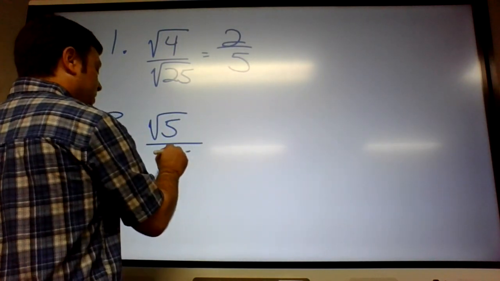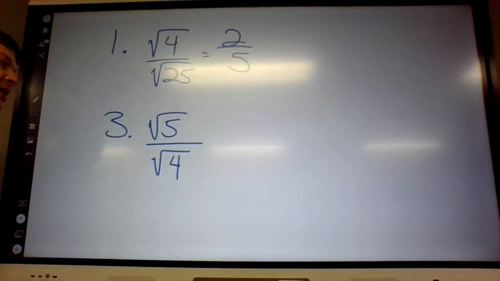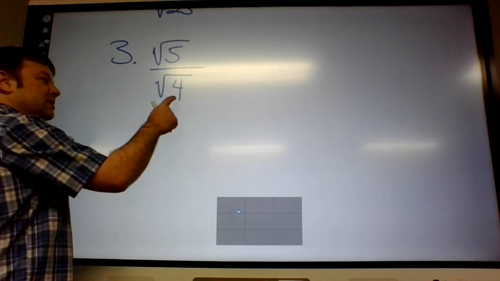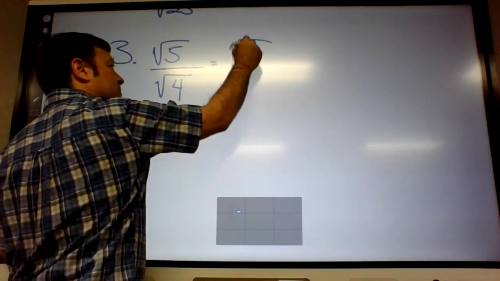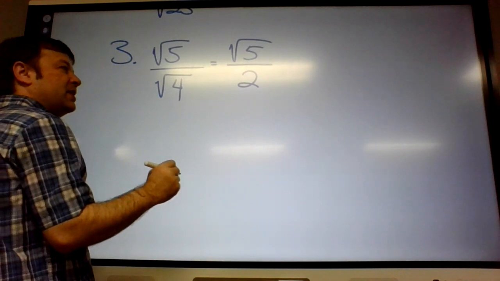On 3 they use the division symbol instead of the division bar, but I'm going to use the division bar. Brooke, does this divide? No. No, but what can we do? Square root of 4 is 2. Okay, can we do anything else to that?